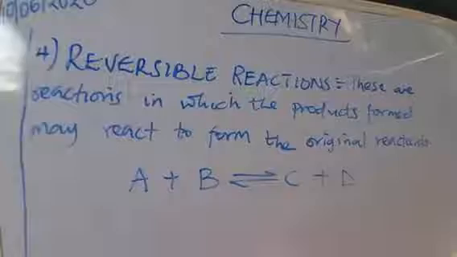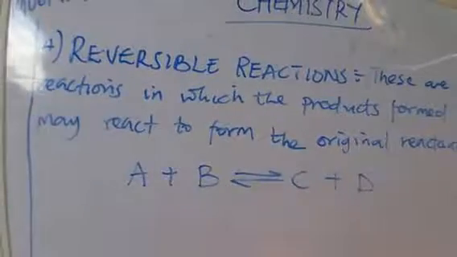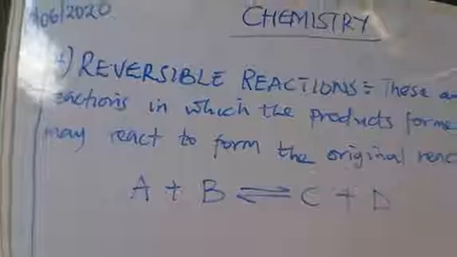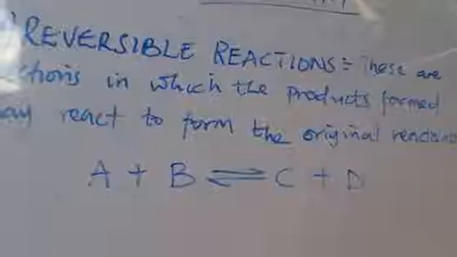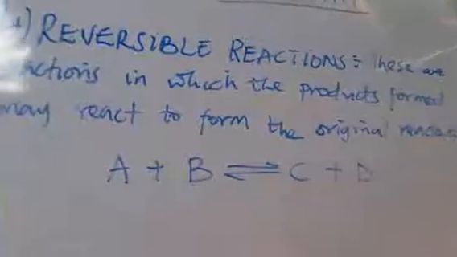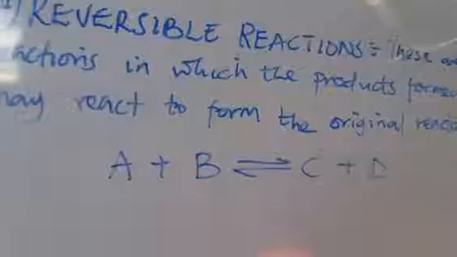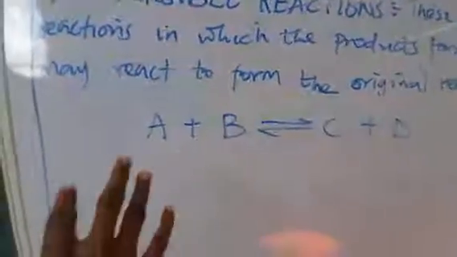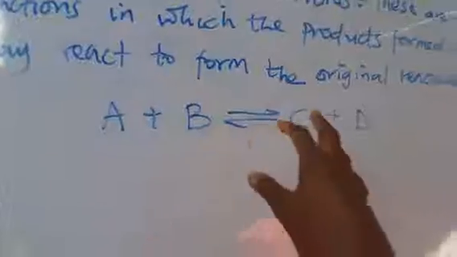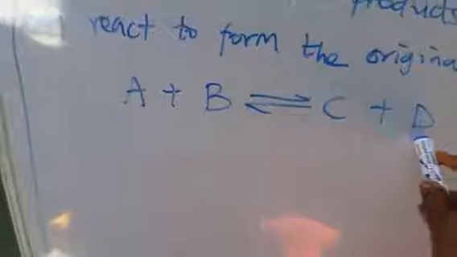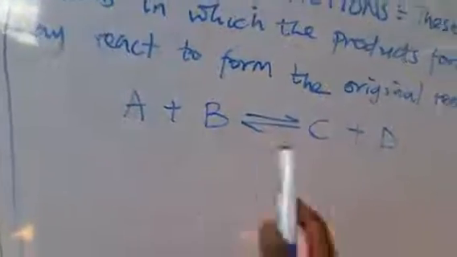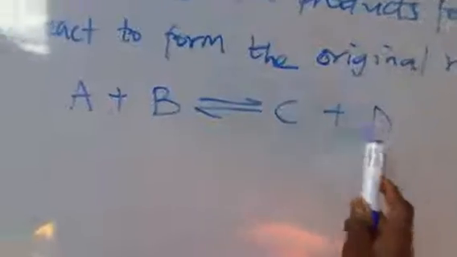Number 4, we have reversible reactions. These are chemical reactions in which the product formed may react to form the original reactant. This depends on the chemical condition taking place. Then we have A plus B. Under normal chemical condition, A plus B reacts to form product C and product D. But in some cases, reversibility can take place in which these two products C and D will then react to form back the original reactant.